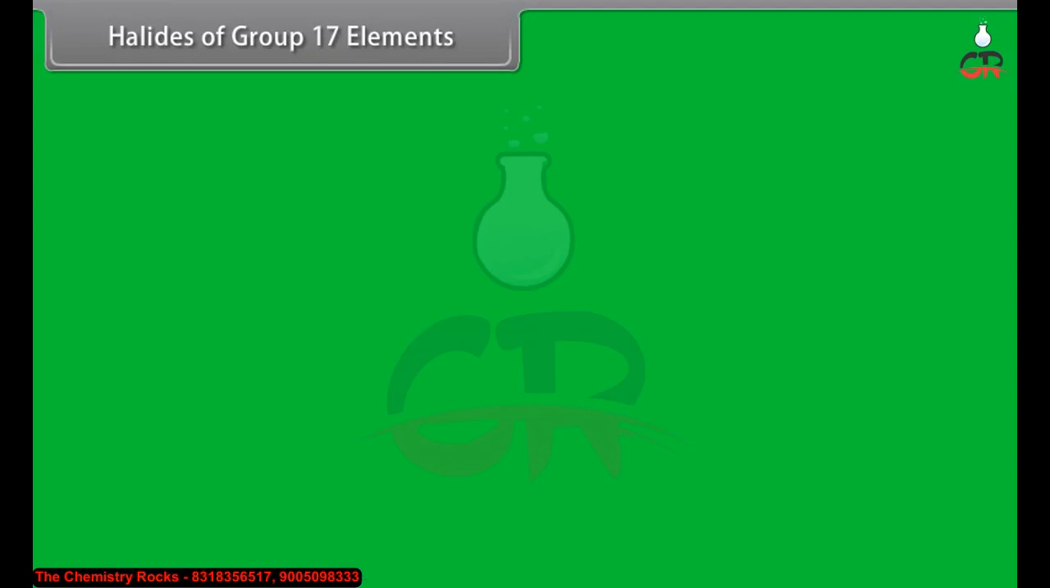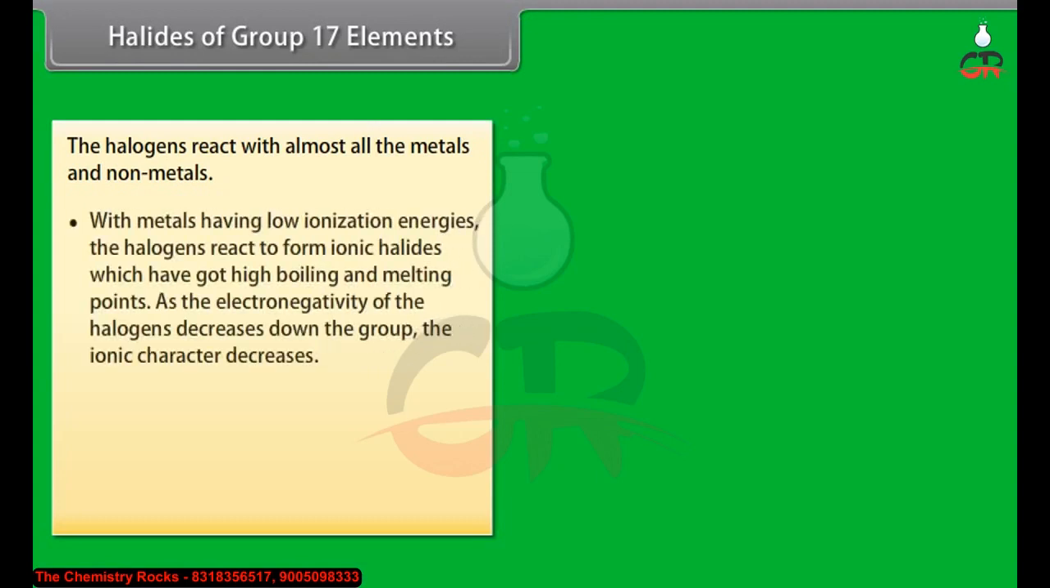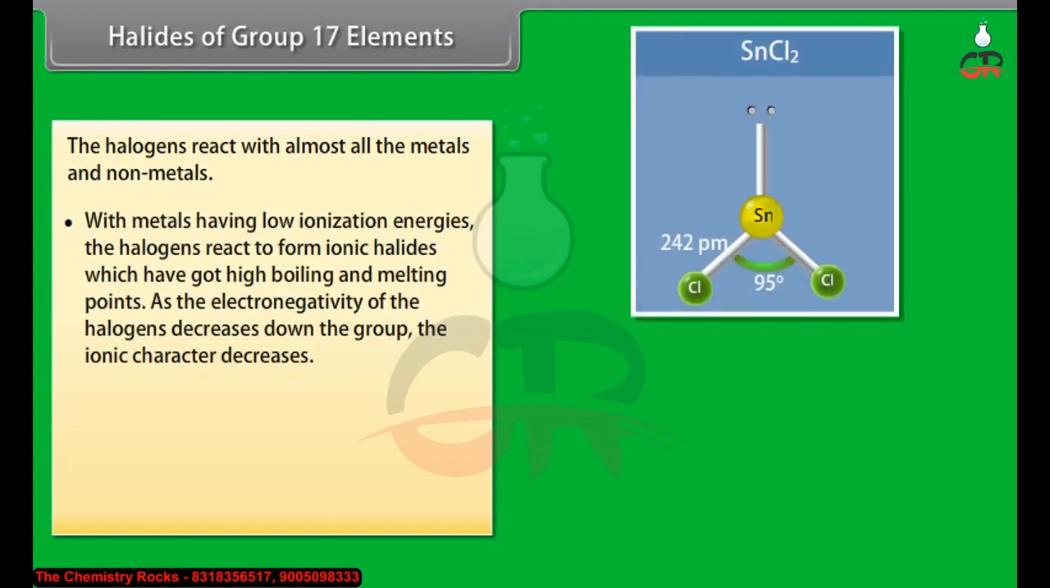Halides of group 17 elements. The halogens react with almost all the metals and non-metals. With metals having low ionization energies, the halogens react to form ionic halides which have high boiling and melting points. As the electronegativity of the halogens decreases down the group, the ionic character decreases. For example, SnCl2 and PbCl2.